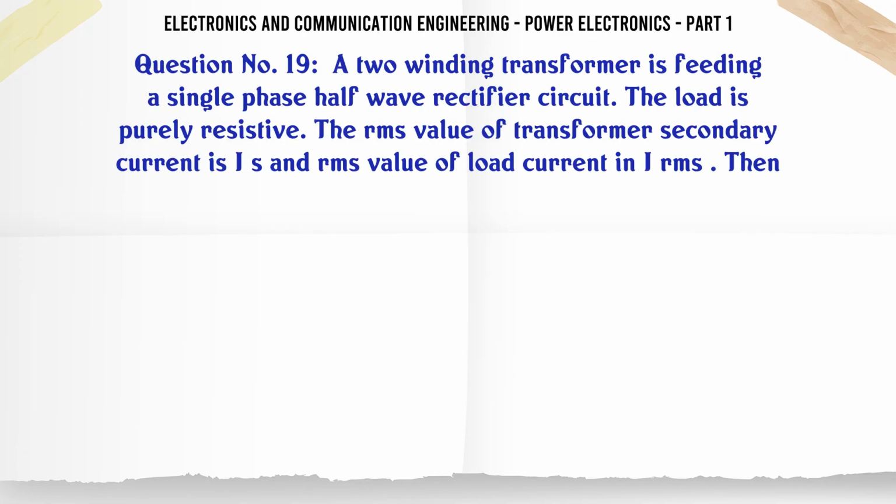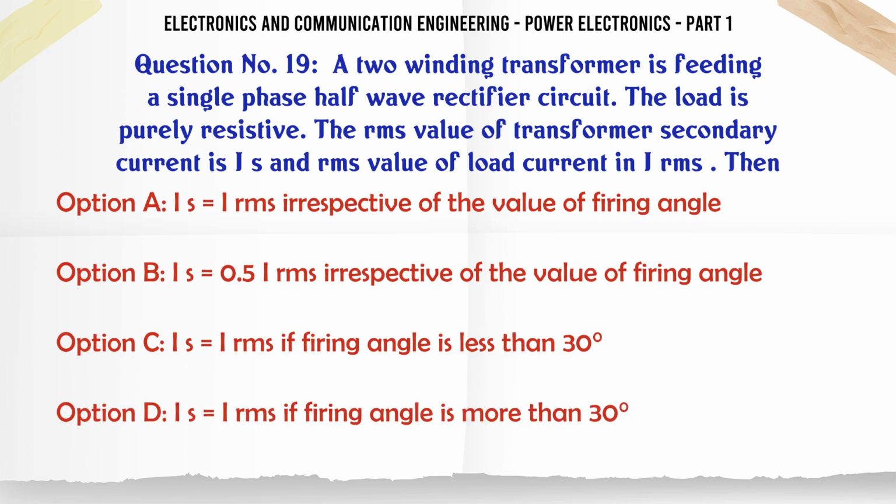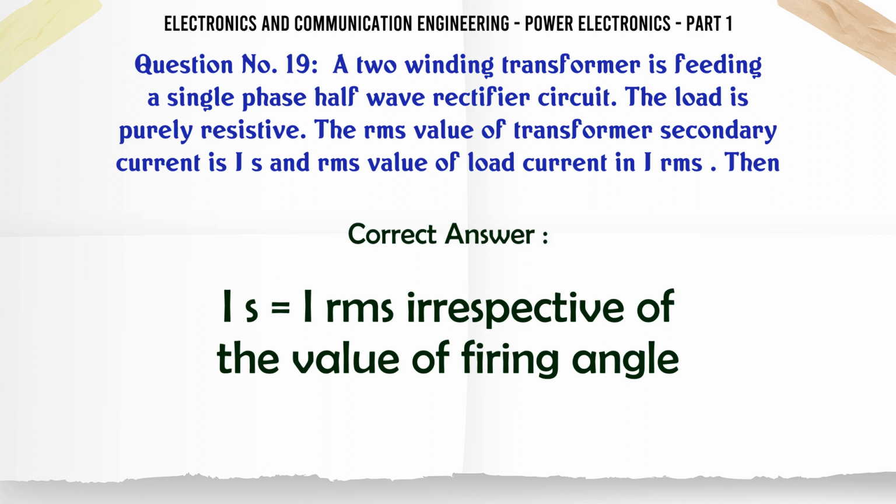A 2-winding transformer is feeding a single-phase half-wave rectifier circuit. The load is purely resistive. The RMS value of transformer secondary current is IS and RMS value of load current is IRMS. Then, A. IS = IRMS irrespective of the value of firing angle. B. IS = 0.5 IRMS irrespective of the value of firing angle. C. IS = IRMS if firing angle is less than 30°. D. IS = IRMS if firing angle is more than 30°. The correct answer is IS = IRMS irrespective of the value of firing angle.